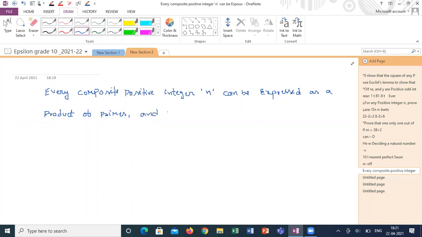And this factorization is unique. That is only what I am trying to say. What is the meaning of this statement? Madam, can anyone explain? What is the meaning of this statement? And this factorization is unique means what?